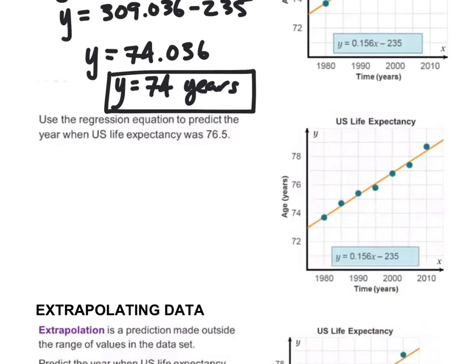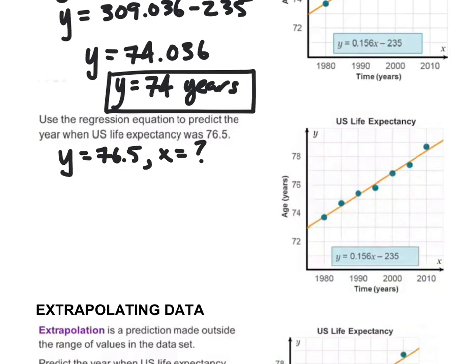Okay, so we want to use the regression equation to predict the year when U.S. life expectancy was 76.5. So same thing, okay? We're using the same equation, same scatter plot, but what we're doing is predicting the year when the life expectancy was 76.5. So here's 76. It looks like it's going to be in the 90s at some point. So what I'm going to do is plug this in for y. So my y value here is 76.5, okay?